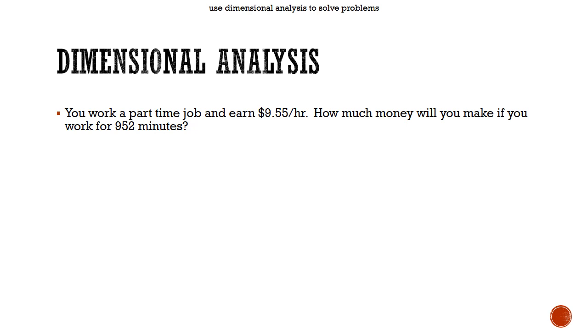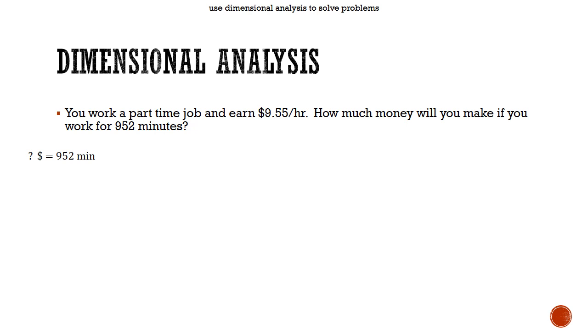So anytime we want to use dimensional analysis, we just want to summarize the problem where we ask ourselves, what are we looking for? In other words, what units should we have when all is said and done? And then what data or what information do we have to start with that we already know? What is our known quantity? Well, here, this is what we're looking for. We're looking for money. How much money? So question mark dollars, that's what we're trying to find. How many dollars will we make if we work for 952 minutes? So 952 minutes, that's our known quantity.